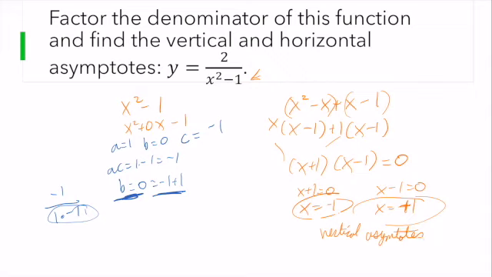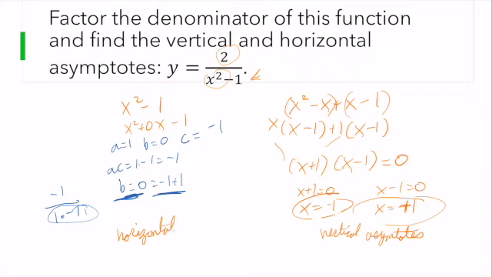Now, to figure out our horizontal asymptote, we need to look at our rules. And there's a checklist for horizontal asymptotes. The first one being, if the degree of my numerator is less than the degree of my denominator, then I have an asymptote at y equals 0.